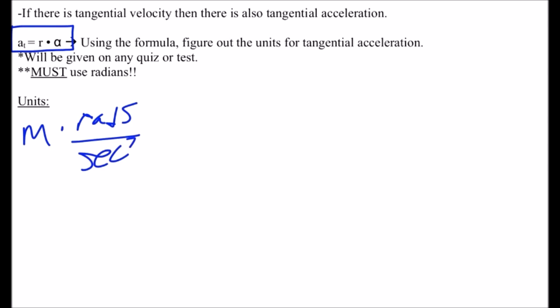Tell me something. What should I do here? Why? Very good. We're in a linear system. Tangential means you're moving in a straight line. This is a linear acceleration. Radians have no place in a linear system. That means that our units then are going to be meters per second squared, just like always.